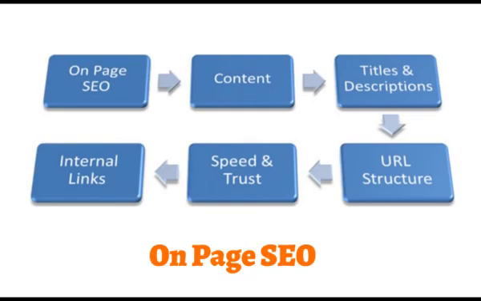On-page refers to both the content and HTML source code of a page that can be optimized. There are a lot of things included in on-page SEO. Let's discuss it one by one.